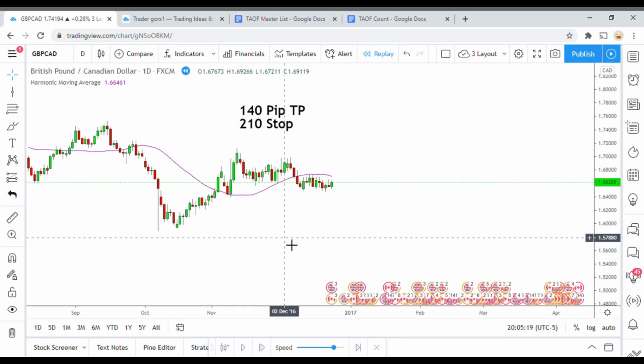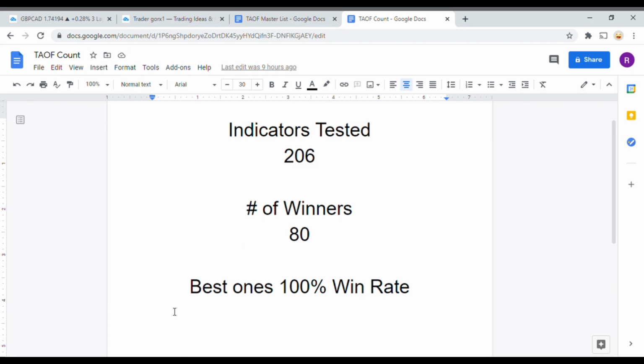Alright, as I said, today we will be testing the harmonic moving average. But before we do, I wanted to put the indicator scoreboard up for everyone to see. So, to date, we have tested 206 indicators. And out of those 206 indicators, 80 of them have been winners, which means that they have met or exceeded the 60% win-loss ratio threshold that we have set for them. The best ones so far were able to achieve a 100% win rate. Now, you need to go back and watch those videos to understand the context of how they were able to achieve that.